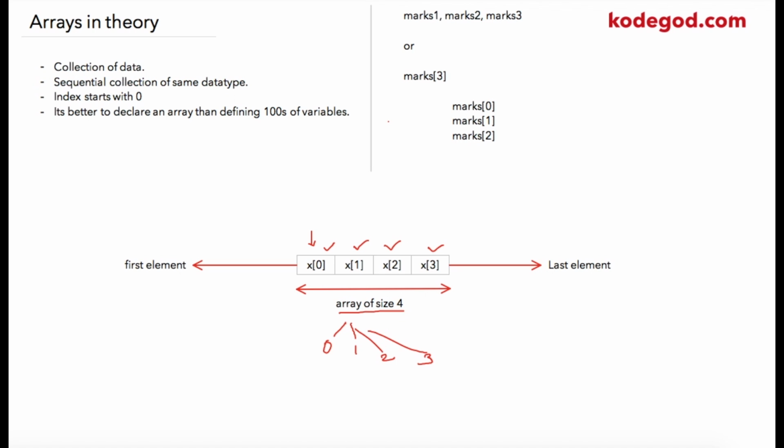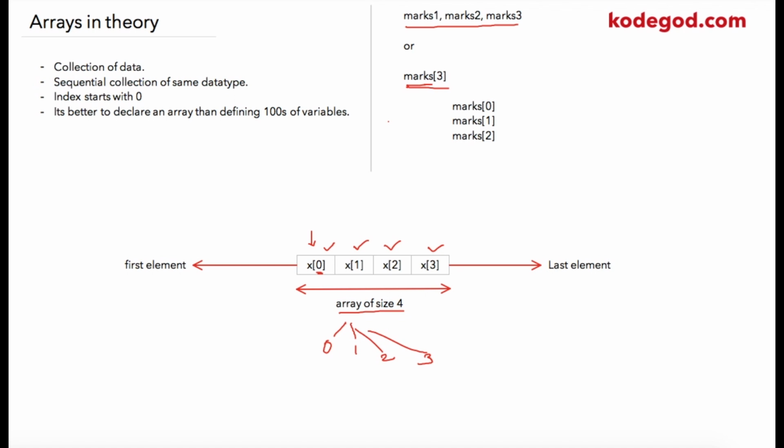So all array indexes will always start with 0. So why do we need arrays? Let us take one hypothetical example where you are required to declare hundreds of variables. In that case, instead of declaring those variables like this, marks 1, comma marks 2, comma marks 3, you can alternatively use arrays like this.